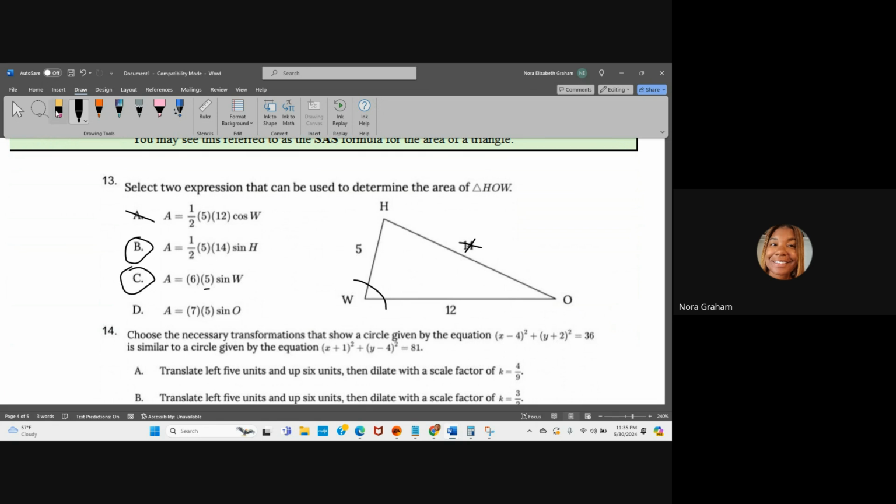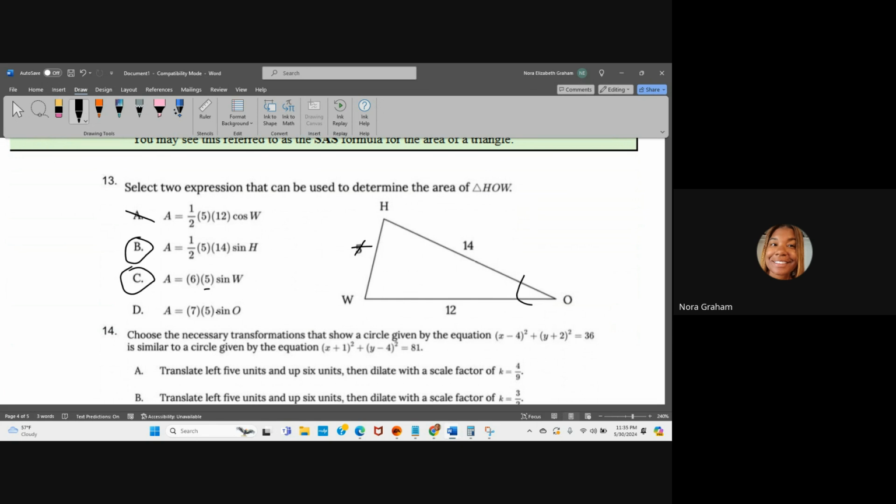All right, and let's just check the last one to make sure. 7 and 5, sine of O. So for sine of O, I can't use this 5. I have to multiply the two sides that are not involved with the angle that they give me. Half of 14.